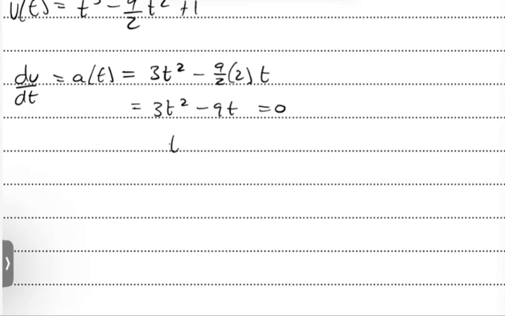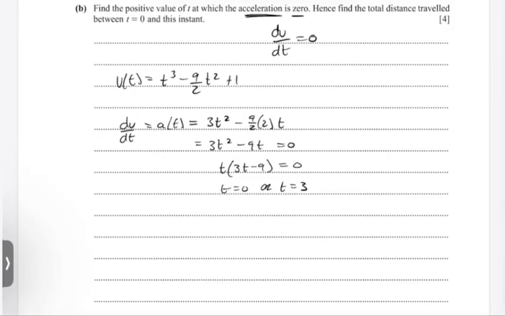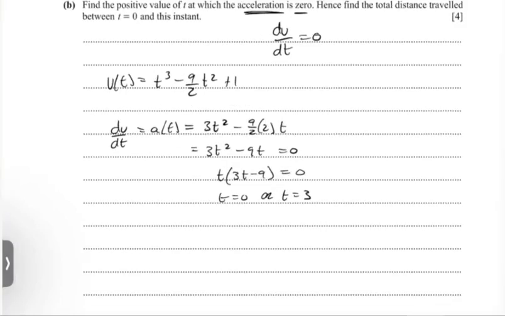So the way to solve this, I'm just going to take out a t. I should have taken out a 3t, but anyway. So 9 divided by 3 is 3. So the time at which this happens is 3, because we want the positive value.